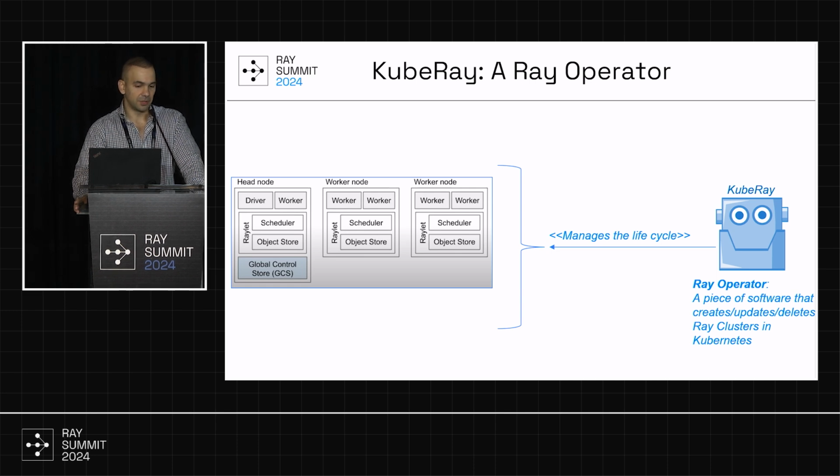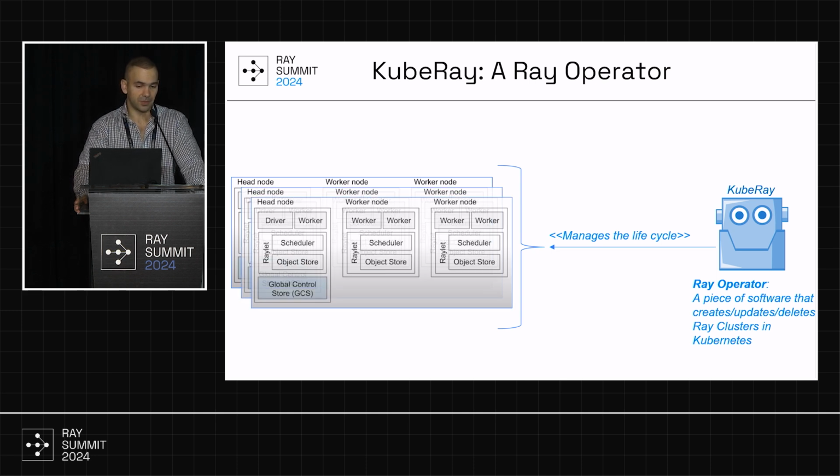It creates the head node and the worker nodes, it creates a service between them, it injects a proper service name into the worker nodes to find the head node, and so on. So it does all this goodness for you, and it's very simple to create a new cluster. Now the question is, if you're creating multiple Ray clusters, and those Ray clusters are serving multiple tenants, how do you start reasoning about securing them?